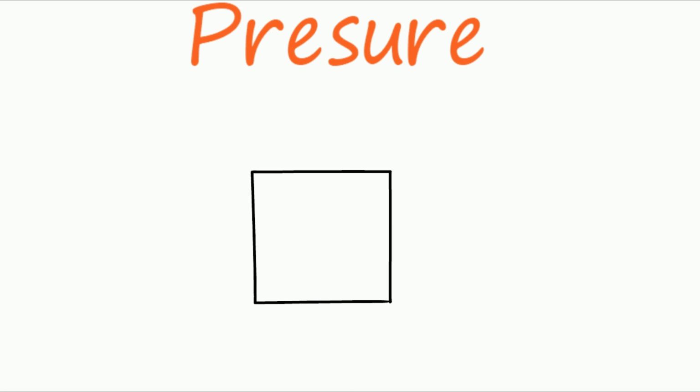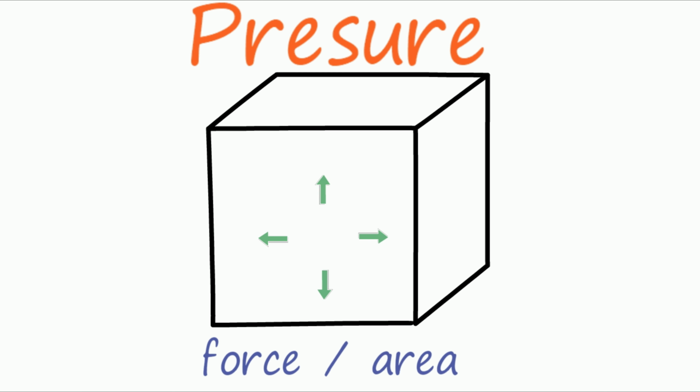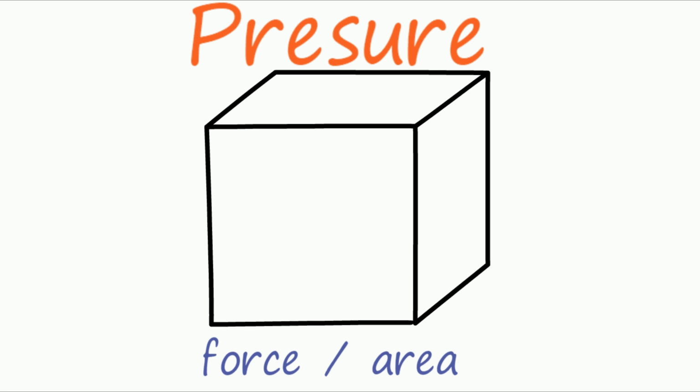Pressure is the force applied on a unit area, and so the expression is force by area, which means if you have force acting on a large area, then the net pressure is low, and vice versa. And the dimensional formula is M times L to the power minus 1 times T to the power minus 2.